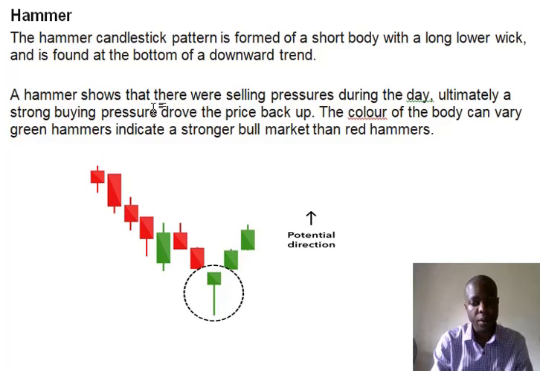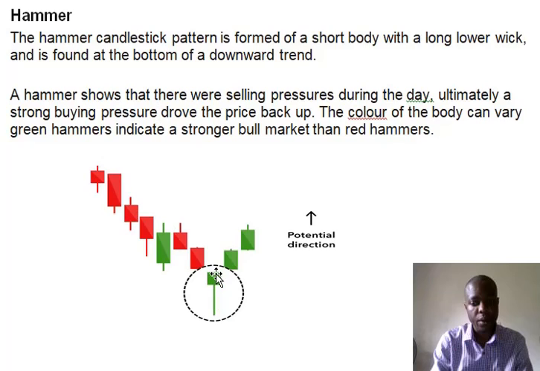Among the types of bullish candlestick patterns, we have the hammer. The hammer is one of the bullish candlestick patterns. The hammer candlestick pattern is formed of a short body with a long wick, as you can see. This is a hammer. It has a short body with a long wick.